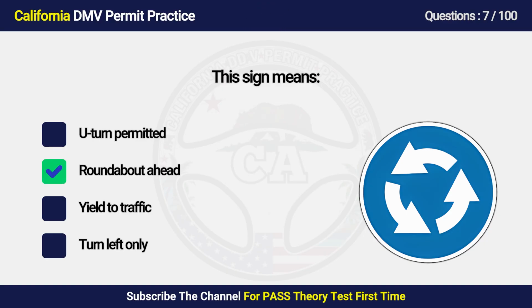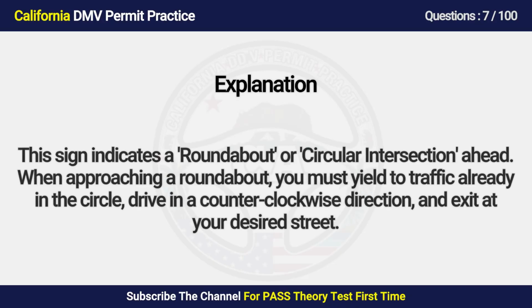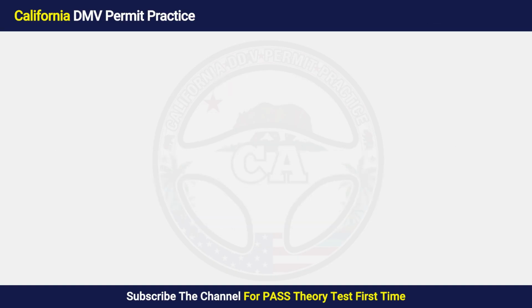Answer is B. Roundabout ahead. This sign indicates a roundabout or circular intersection ahead. When approaching a roundabout, you must yield to traffic already in the circle, drive in a direction, and exit at your desired street.